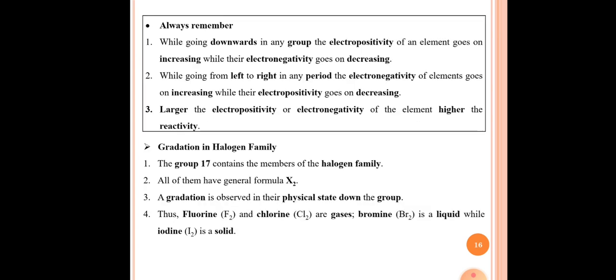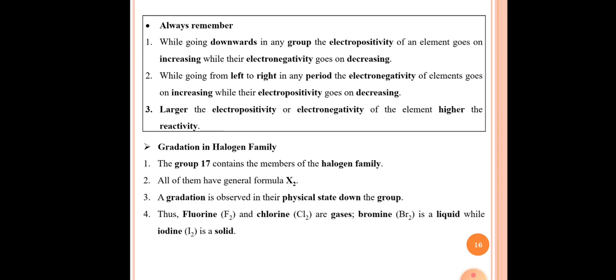So in the next slide, there is a point that you should always remember. Always remember means we have to just keep in mind, and we have to remember these points always. The first point here is, while going downward in any group, the electropositivity of the element goes on increasing while their electronegativity goes on decreasing.